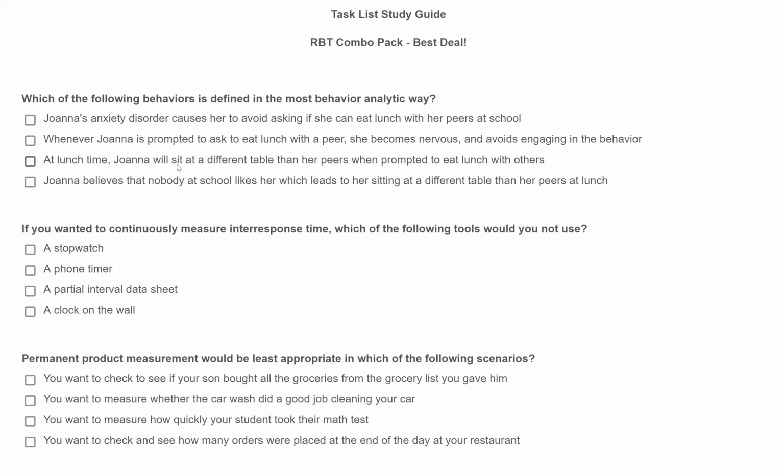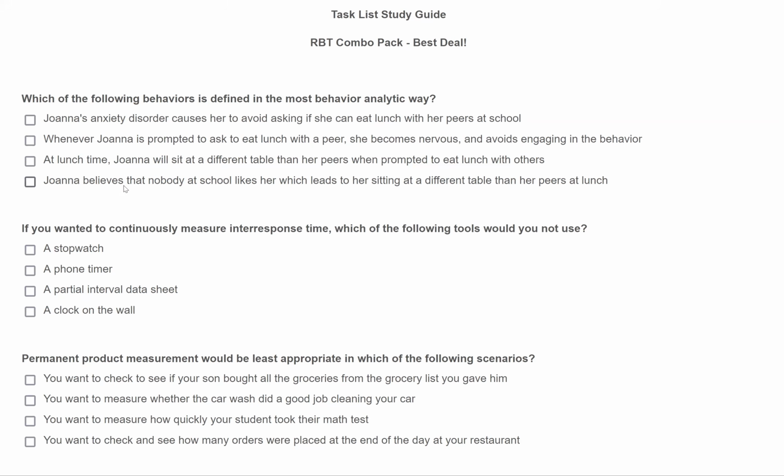C, at lunchtime, Joanna will sit at a different table than her peers when prompted to eat lunch with others. First glance, looks pretty good. When prompted to eat lunch with others, we have our antecedent. Joanna will sit at a different table than her peers. Can we observe and measure Joanna sitting at a different table than her peers? Yeah, easily, right? If you walk into a lunchroom, is Joanna sitting at a different table than peers? Is she not? So far, this is easily the most observable and measurable definition we have.